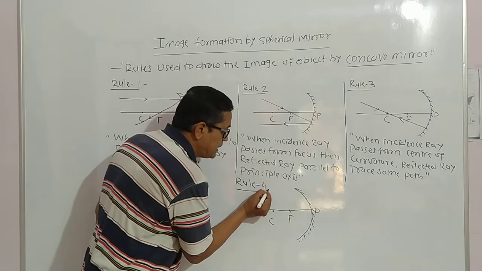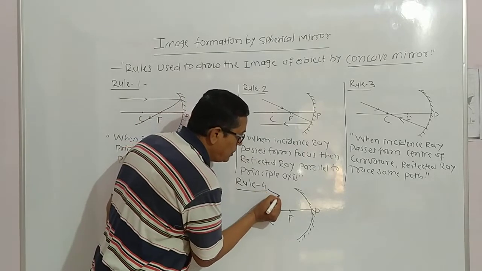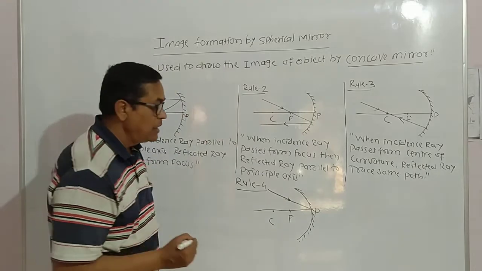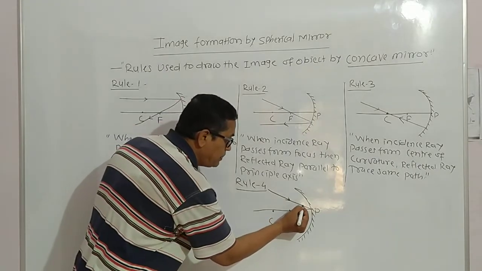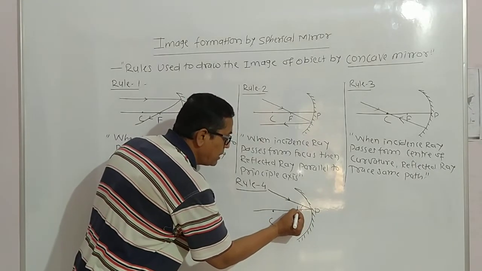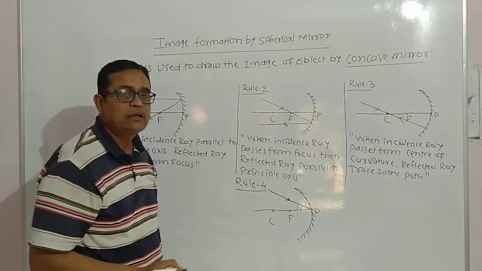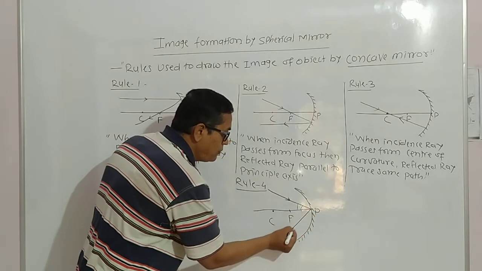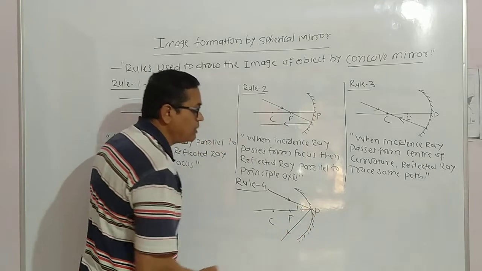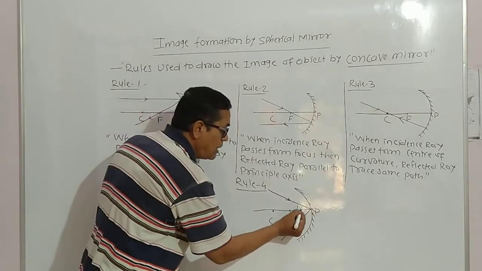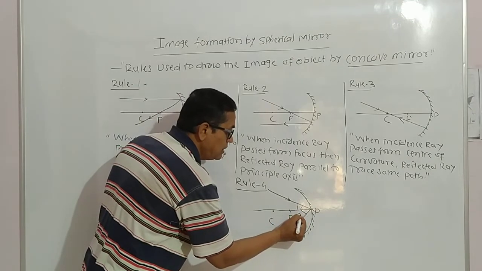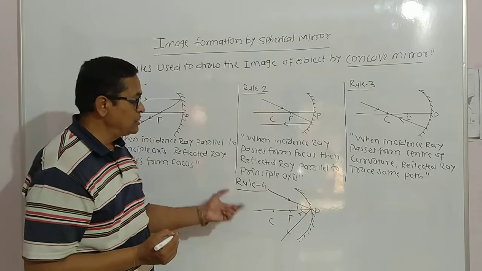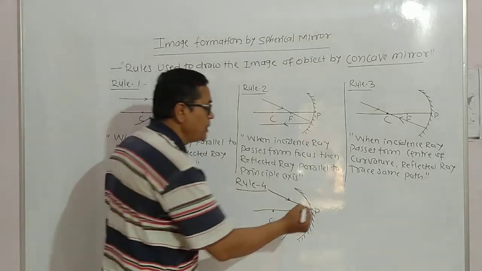When the incidence ray is oblique to the principal axis and makes an angle with the principal axis, that is the angle of incidence i, then the reflected ray obeys the laws of reflection, and here the angle of incidence is equal to the angle of reflection. That is rule number 4.